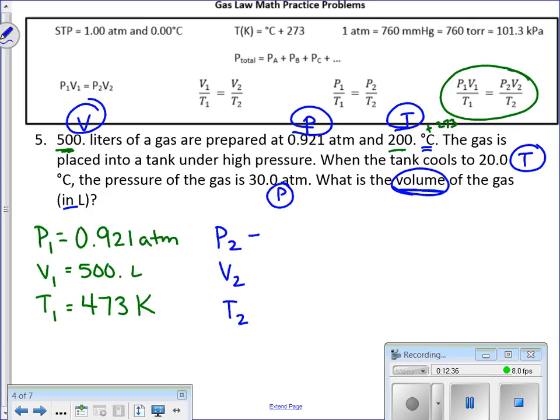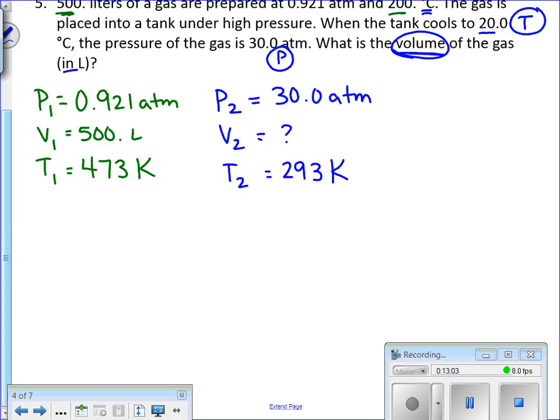Initially, my pressure is, my final pressure is 30.0 atm. I don't know my final volume, that's my question. What is the volume? And I know that my final temperature is 20 degrees Celsius, so I'm going to add 273 to that, so it'll be 293 Kelvin. So I'm looking for V2. This is the first step, setting up your variables.